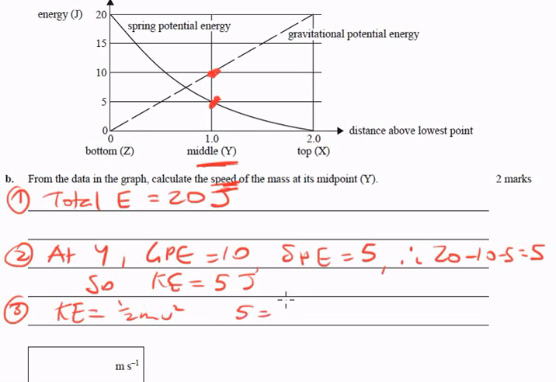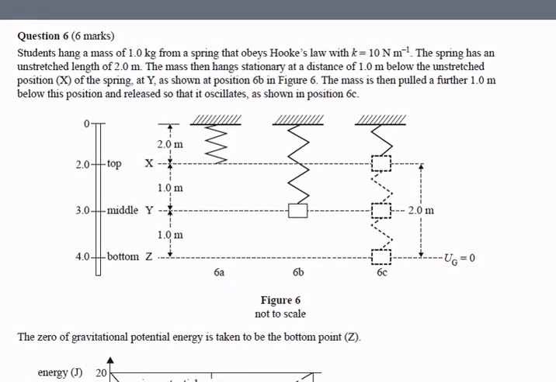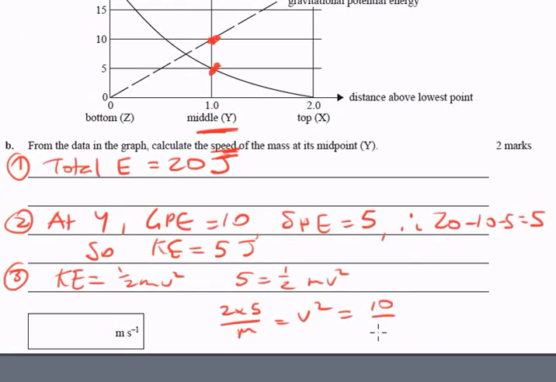So 5 equals half mv squared, so I'm going to multiply both sides by 2: 2 times 5 divided by m equals v squared, which equals 10 divided by, what's the mass of this thing? Mass is 1. 10 divided by 1 equals v squared, so v equals the square root of 10, which equals 3.2.